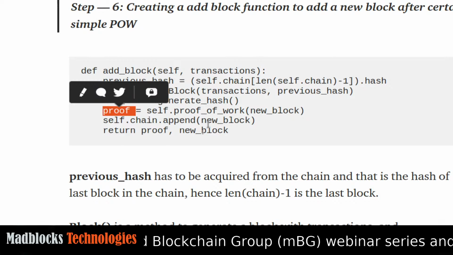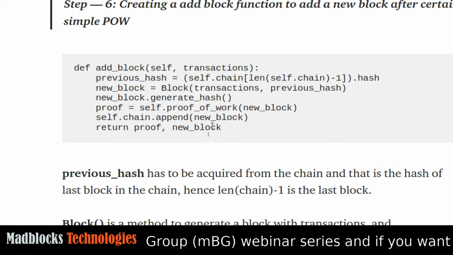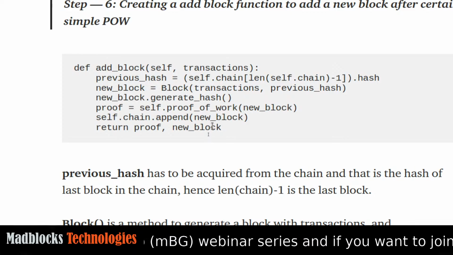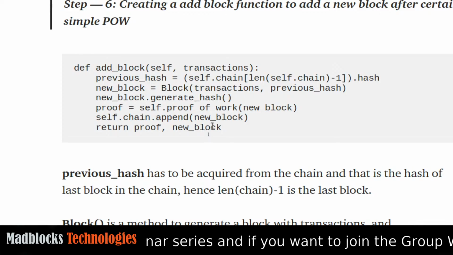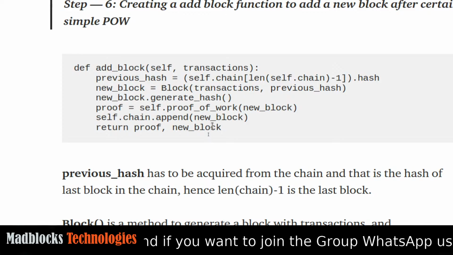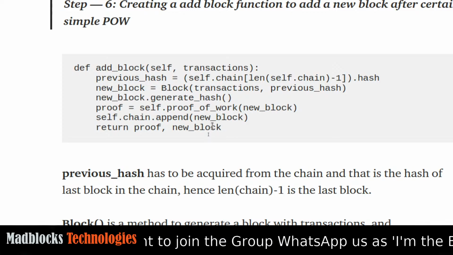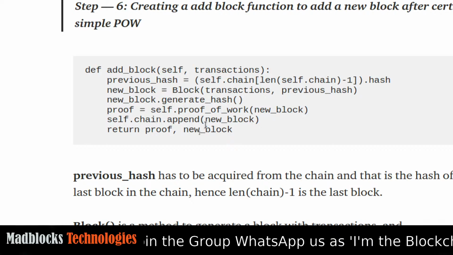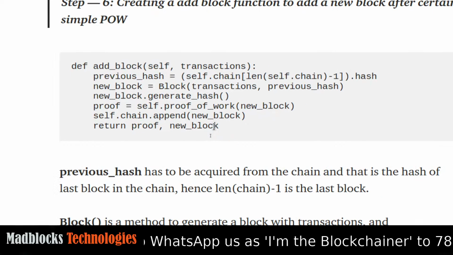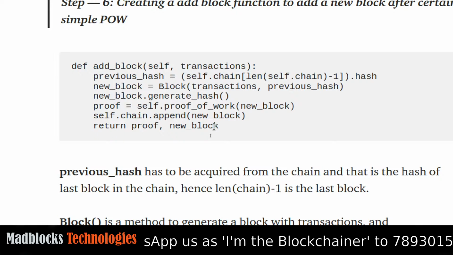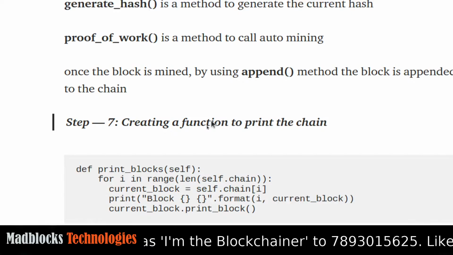Since proof of work is done, what is proof of work here? Proof of work is nothing but generating that many zeros at the start of the hash. Okay, so by incrementing the nonce value by 1 for every iteration, we generate a new hash value, and that hash value is appended here. Return proof, so we are returning proof and the new block, and that block will be added to the chain, isn't it? So after that we wanted to create a function to print the chain.